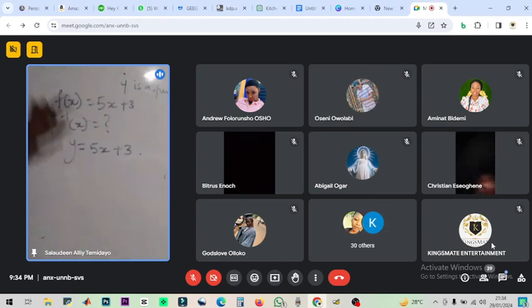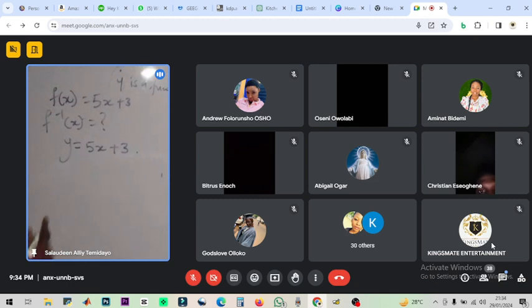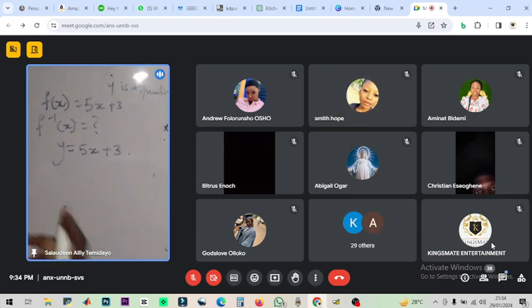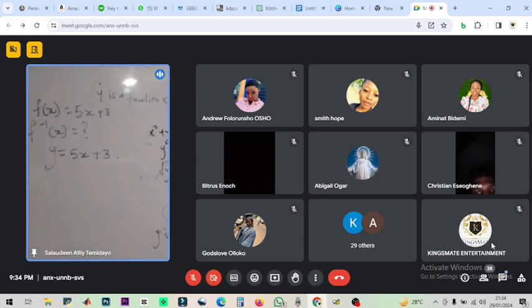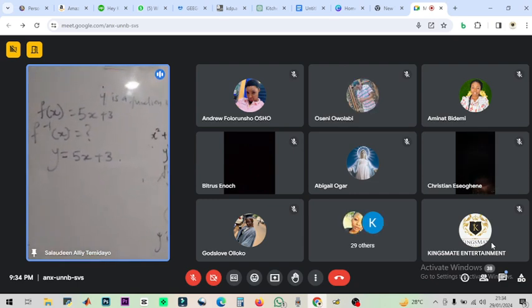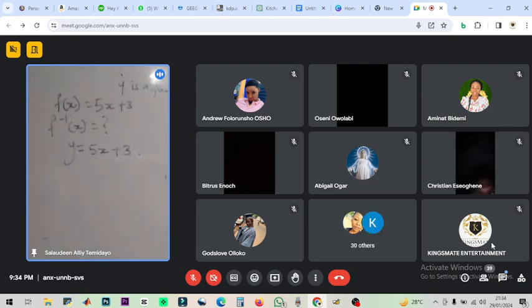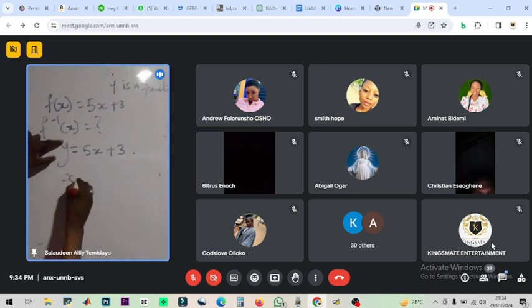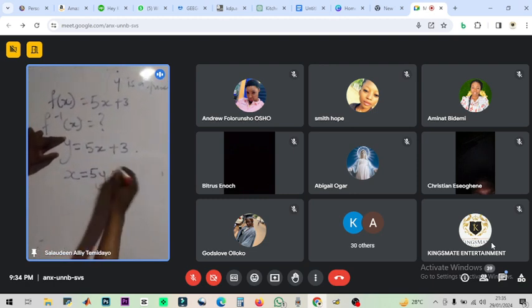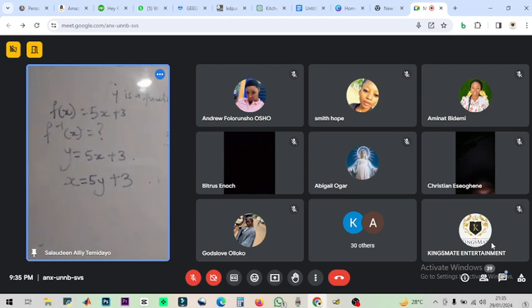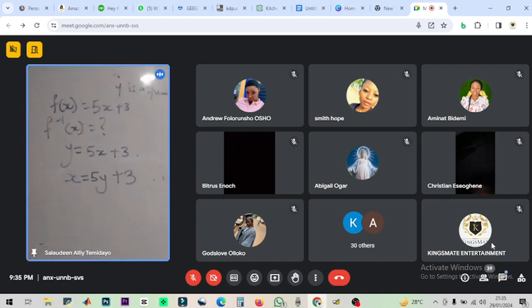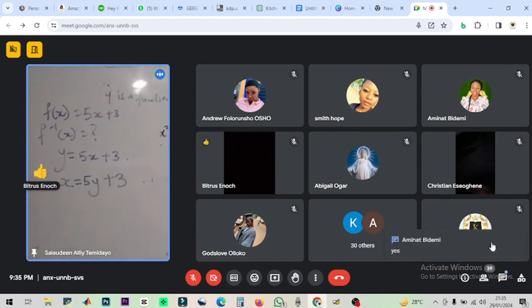You made that f of x equals y. Now you are going to interchange. Don't forget, you are looking for the inverse, right? Interchange. That means you are going to make x y and make y x. So y turns to x: x equals 5y plus 3. Please, does everybody understand what happened there? I changed the x to y. I changed the y to x. Thank you. And I believe somebody is going with me.